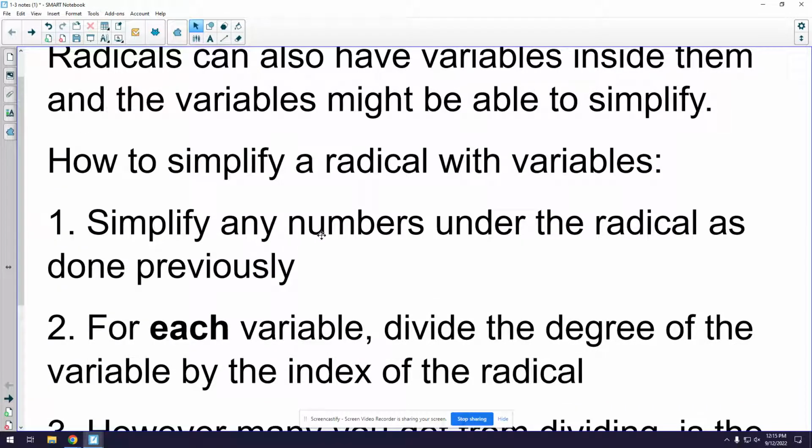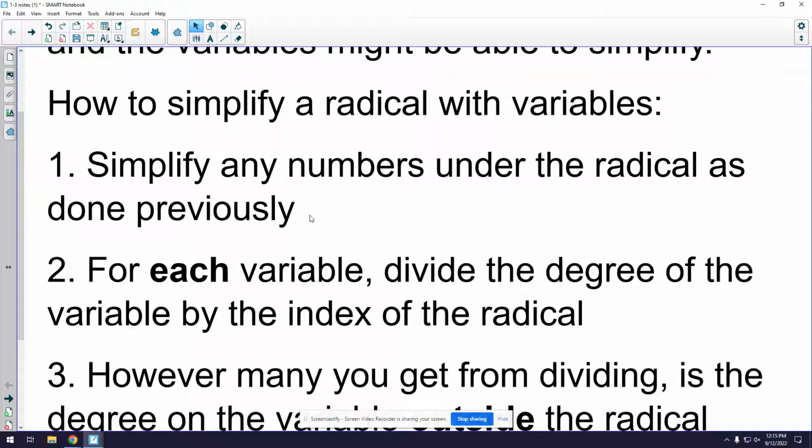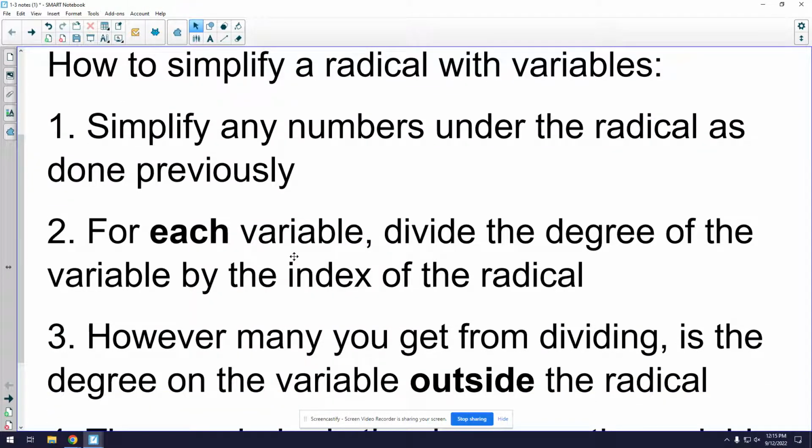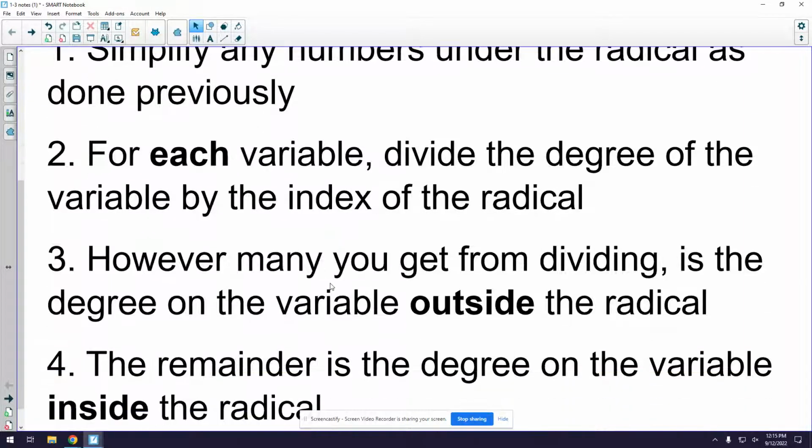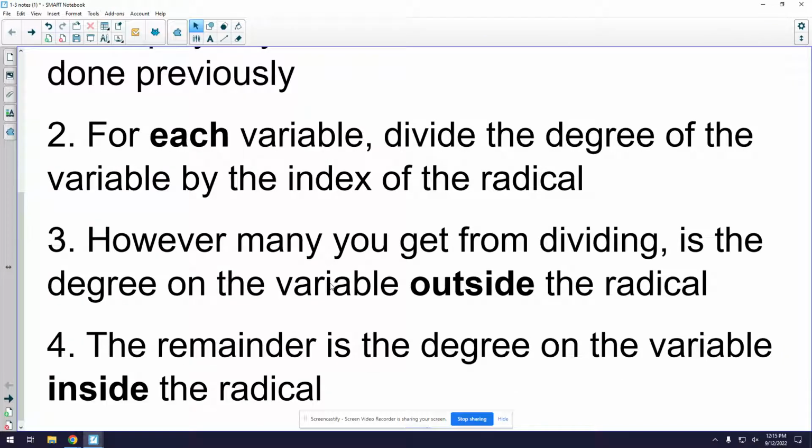Start with simplifying any numbers under your radical as you did in that last lesson. Then for each variable, you're going to divide the degree of the variable by the index. The degree is whatever exponent is on that variable, and the index is the little number on your root symbol. The result of that division is going to be the degree on the variable outside the radical.